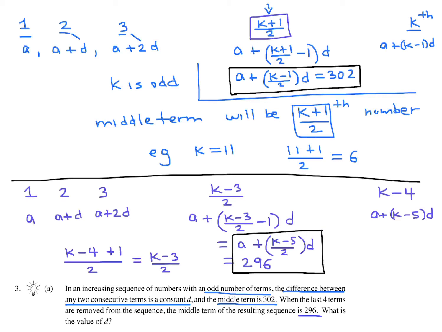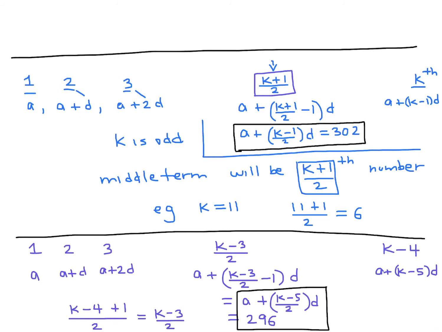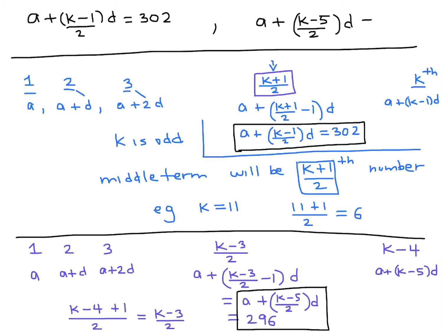So we have to use these two equations to solve for d. All right? So what are the two equations here? We've got a plus (k minus 1)/2 d is 302. And our second equation is a plus (k minus 5)/2 d is equal to 296.